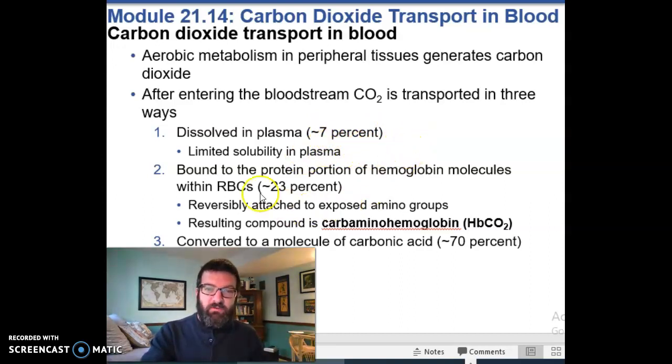Another almost quarter of it is transported bound to hemoglobin in your red blood cells. Hemoglobin can bind to CO2 as well, although not quite as effectively as oxygen. So a little bit of it's bound to your red blood cells. But the vast majority of your carbon dioxide travels as carbonic acid or bicarbonate. So as I mentioned before, CO2 plus H2O becomes H2CO3, or carbonic acid. Carbonic acid then loses a hydrogen into solution, as acids tend to do, and becomes bicarbonate. And bicarbonate is how the CO2 tends to travel through your blood.